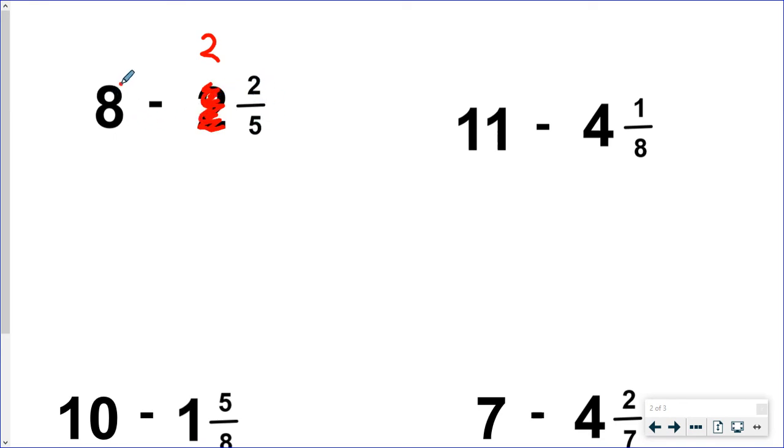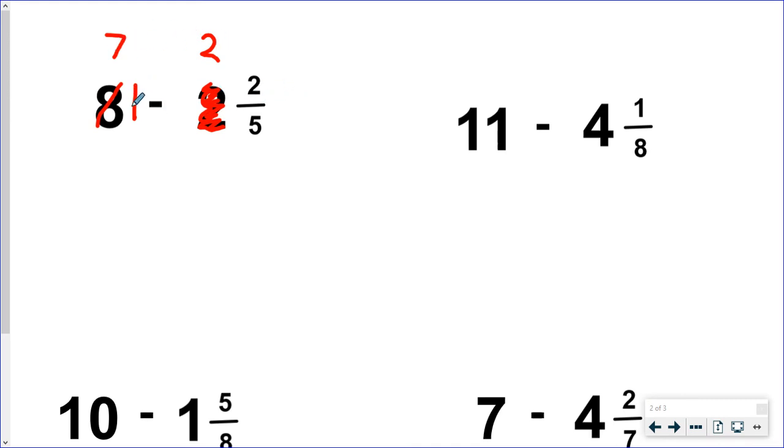So what I'm going to do is I'm going to borrow 1 from this 8. So I'm going to borrow 1. That means I have 7 left over. I'm going to put that up above. So right now my whole numbers are just sitting up here. I'm not going to do anything with those until I get done subtracting my fractions.